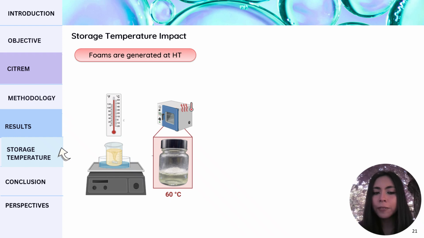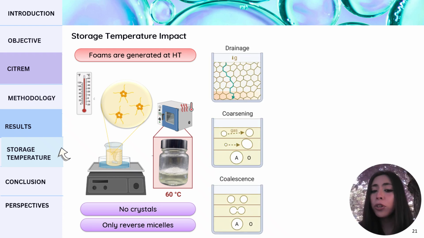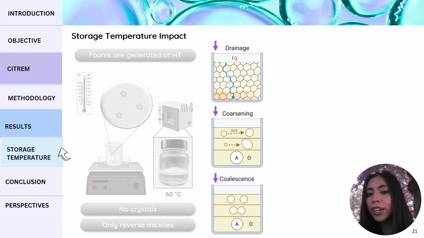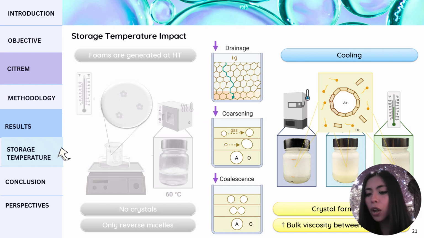Then the foams are generated at high temperature. We have no crystals, only reverse micelles, but we have the destabilization mechanisms. And if we store at low temperature to decrease these destabilization mechanisms, we have to cool, where the crystal formation stops the destabilization because we increase the bulk viscosity between the bubbles.